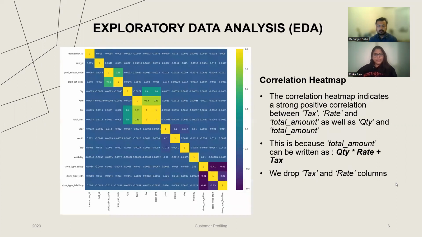Okay. Exploratory data analysis. Under this, we first drew a correlation heat map of all the columns that we had available. It is very clear that tax rate and total amount are highly correlated. Also, quantity and total amount are highly correlated. This is because total amount is calculated as quantity into rate plus tax. So what we ended up doing was we dropped the tax column because it was literally one correlation, and we also dropped the rate column as it was also having really high correlation.